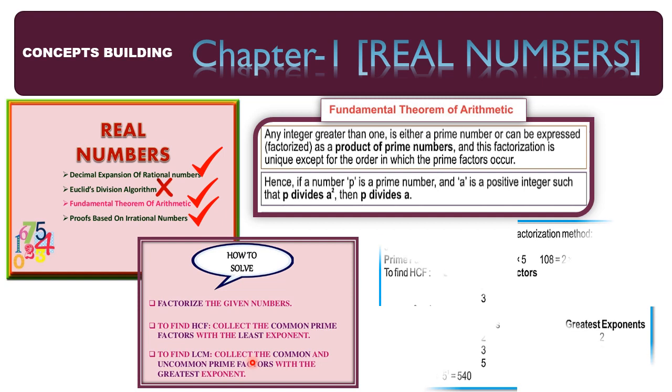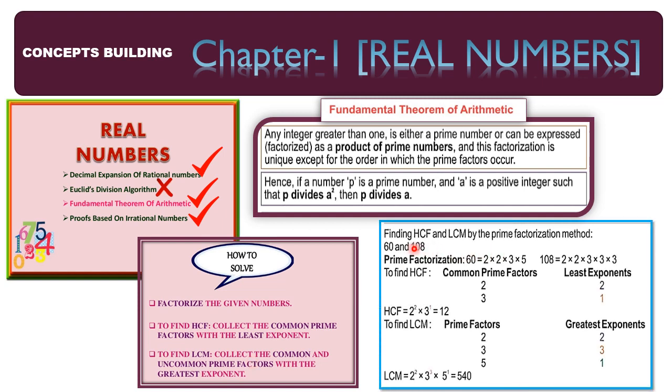So let's see one example. Here you can observe in this example we have to find the LCM and HCF of 60 and 108 by prime factorization method. So first we will find the prime factors of both the numbers. Then for HCF we will find the common prime factors. So here 2 and 3, and find the least power, means smallest power. So here the power of 2 is 2, the least one, and here 3 power 1 is the least one. Here HCF is what? 2 into 2 into 3, that is 12.